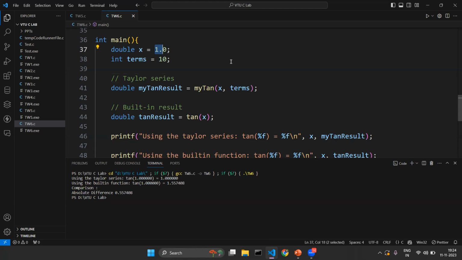I hope you got the concept of the Taylor series approximation implementation using C programming and also the built-in functions available for the trigonometric functions. Thank you.